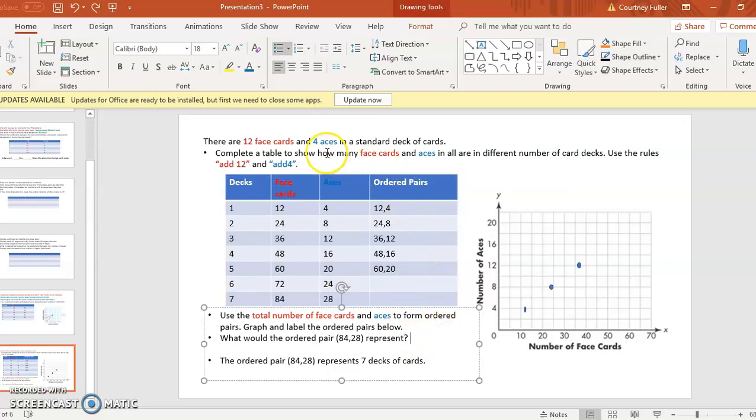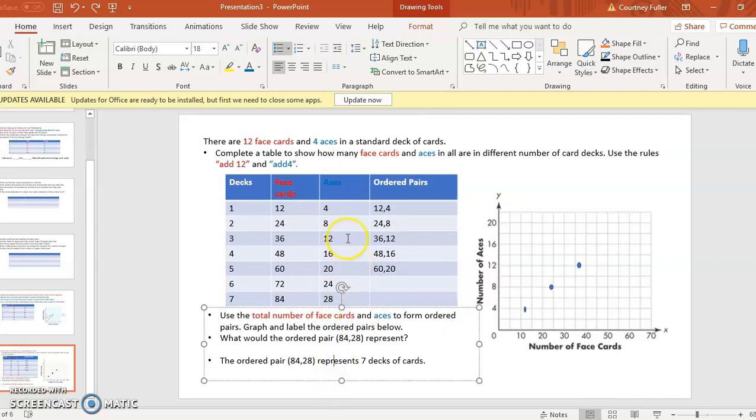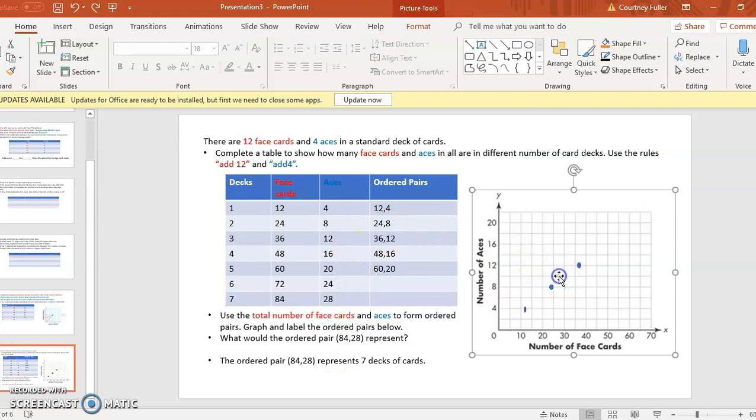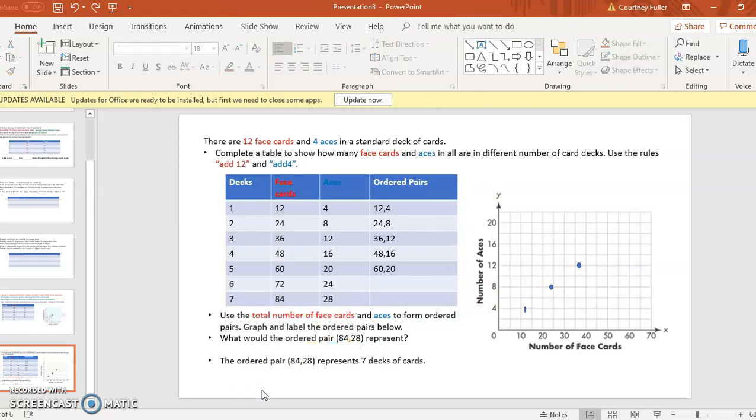So as you can see, we did all 3 parts here. We generated a table, we did ordered pairs and we graphed them, and we also answered a question based on all of that work. Hopefully you guys are successful on your assessment.